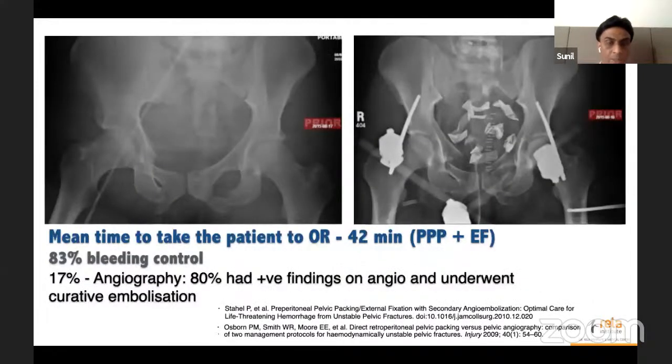So this is what I was talking about. This is a paper published from the Denver group using this protocol. Using it, they were able to take the patient to the OR much earlier, at around 42 minutes, where they did preperitoneal pelvic packing and an external fixator. They achieved bleeding control 83% of the time, and the remaining patients underwent angiography. When they did, they found that 80% of these patients had positive findings for an arterial bleed and underwent curative embolization. So this kind of protocol really works well.